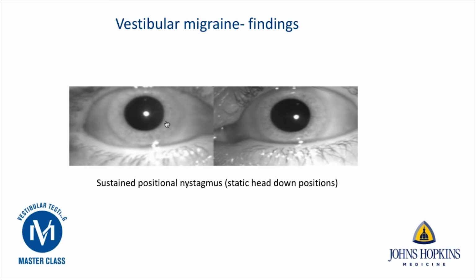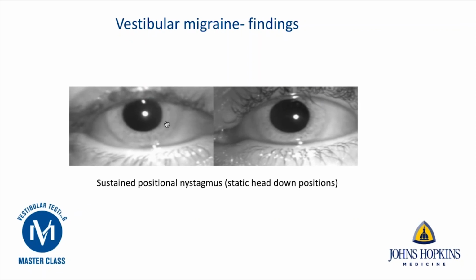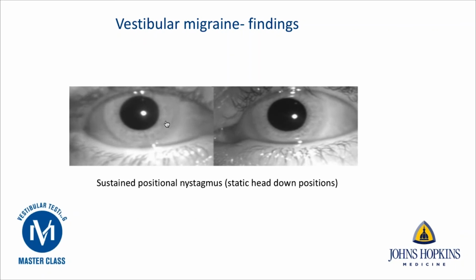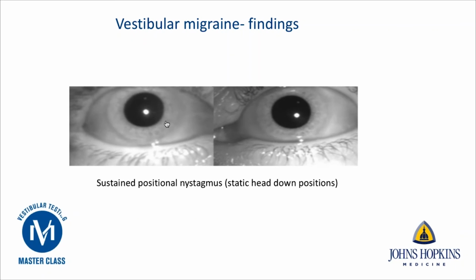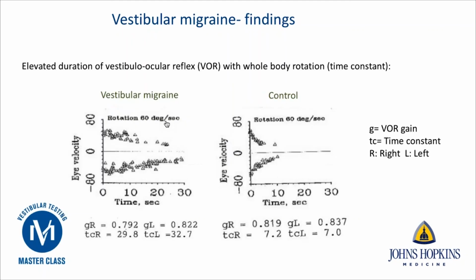Another important finding that you can find in testing is increased duration of vestibulo-ocular reflexes during rotational chair testing. Here you see the slow phases of the vestibular nystagmus in a patient with vestibular migraine. You can see that it lasts up to 30 seconds, whereas in a control, it usually lasts less than 10 seconds. So patients with migraine tend to have longer duration of nystagmus after rotation, which is, again, a common finding, but not necessarily specific to vestibular migraine.